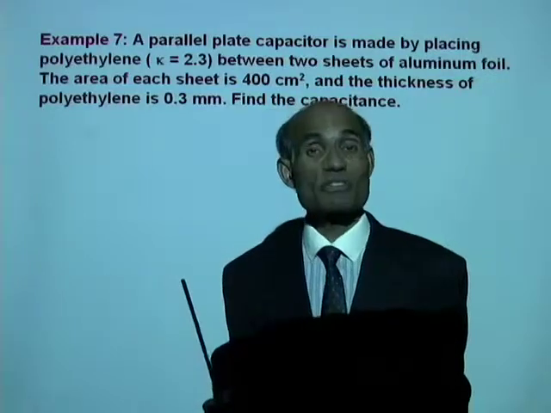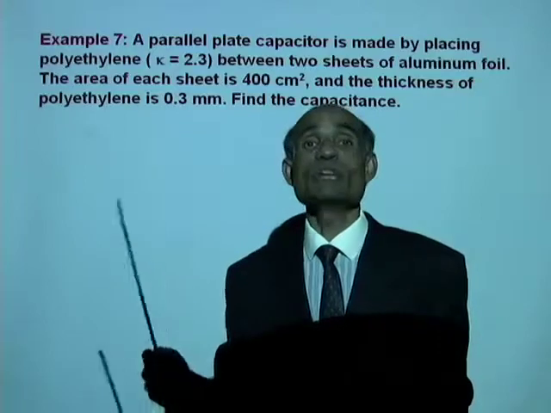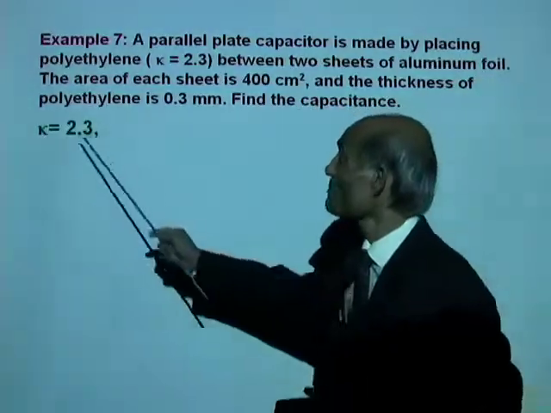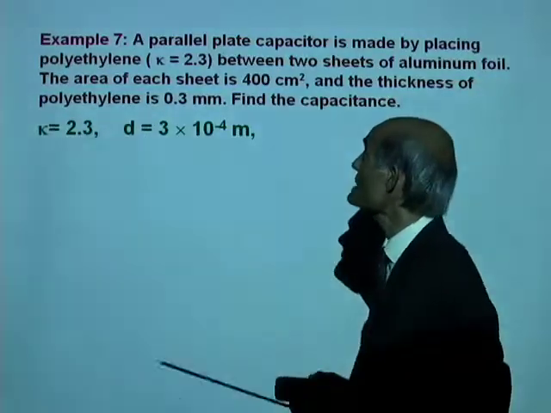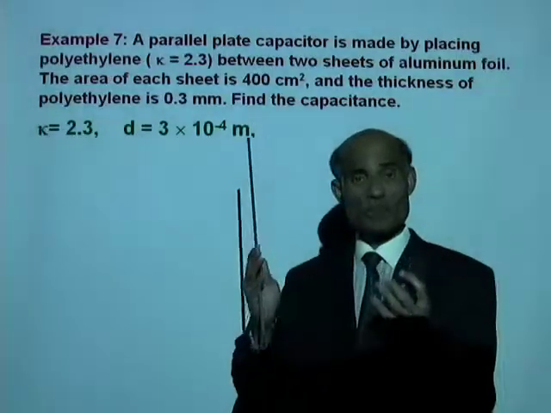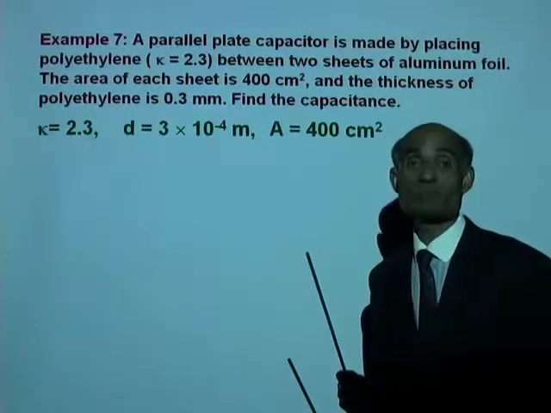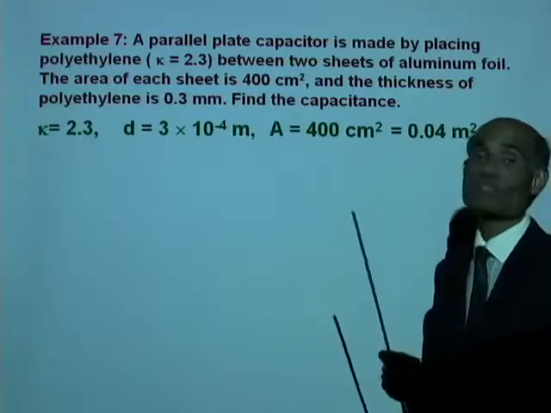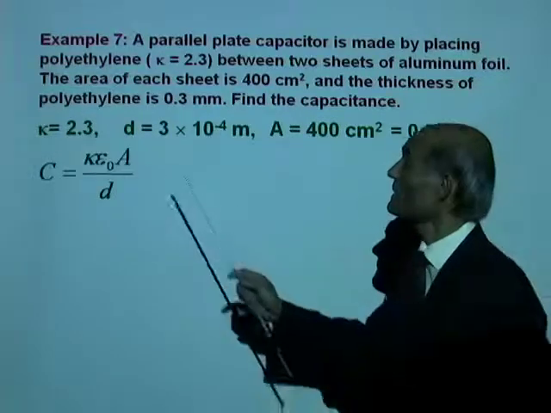Capacitance is kappa epsilon naught A over D. Don't we have all those values here? Yes. Kappa is 2.3. D, the plate separation, is 3 times 10 to the negative 4 meter. Always remember to use the correct unit. The plate area is 400 centimeters squared, which is 0.04 meters squared. And I think we have everything that we need.